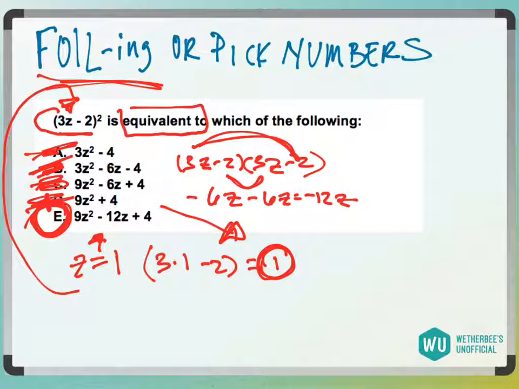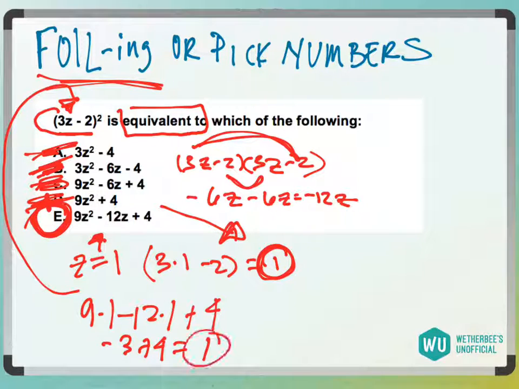D would be 9 plus 4, and that's not 1. And E would be, right, 9z squared, 9 times 1, minus 12 times 1, plus 4, which is 9 minus 12, which is -3, plus 4 equals 1. And that one checks out.